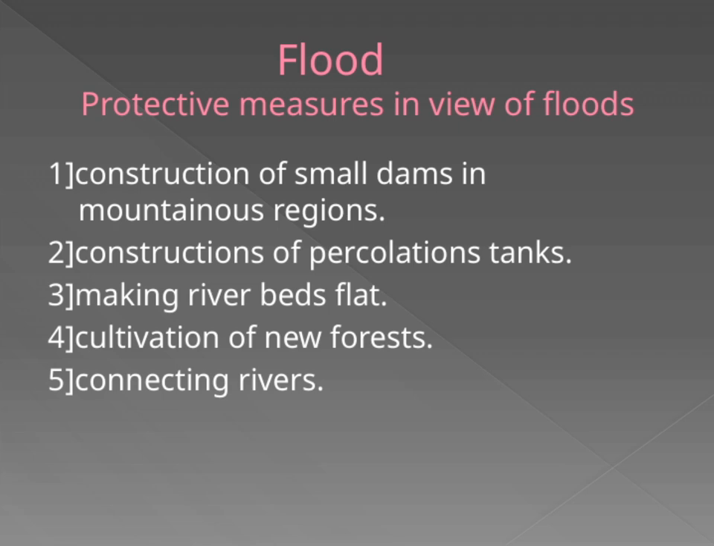Another key measure is making river beds flat. By leveling river beds, we can prevent water from overflowing during peak flow periods, which helps manage floodwaters more effectively. Additionally, cultivating new forests plays a vital role. Forests act as natural sponges, absorbing rainwater and reducing the speed and volume of water that reaches rivers.